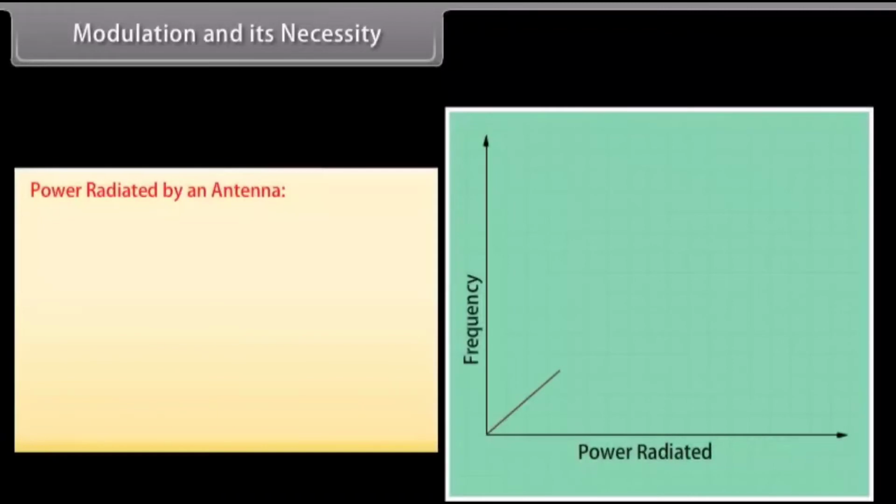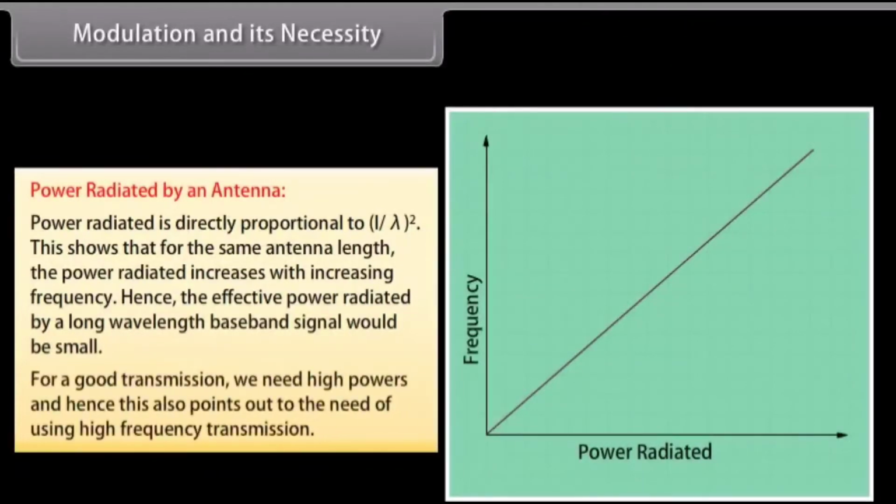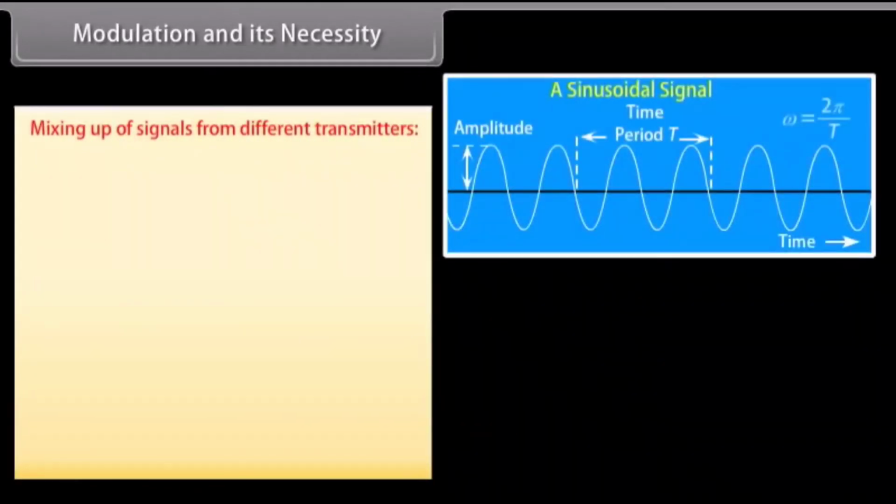Power radiated by an antenna. Power radiated is directly proportional to (L/lambda) squared. This shows that for the same antenna length, the power radiated increases with increasing frequency. Hence, the effective power radiated by a long wavelength baseband signal would be small. For a good transmission, we need high powers, and hence this also points to the need of using high-frequency transmission.